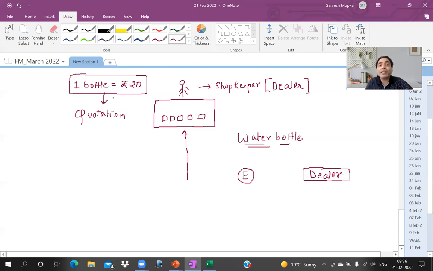Elsa has purchased one bottle against rupees 20. This is the first statement. Elsa has purchased one bottle against rupees 20. The second statement is Elsa has sold rupees 20 against one bottle. Which of these two statements are correct? The first statement, Elsa has purchased one bottle against rupees 20. And the second statement is Elsa has sold rupees 20 against one bottle.